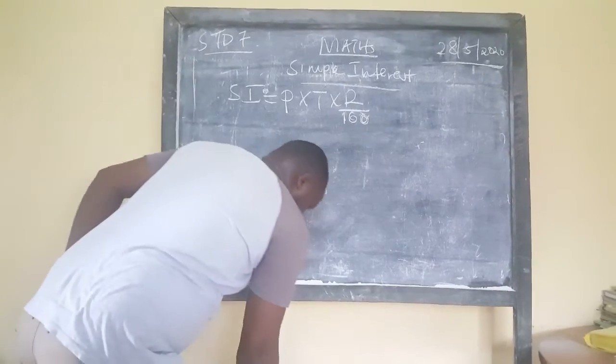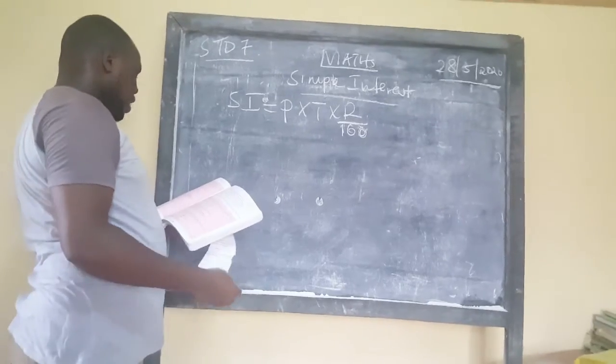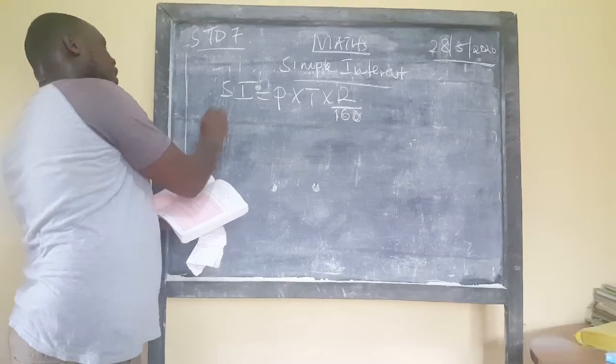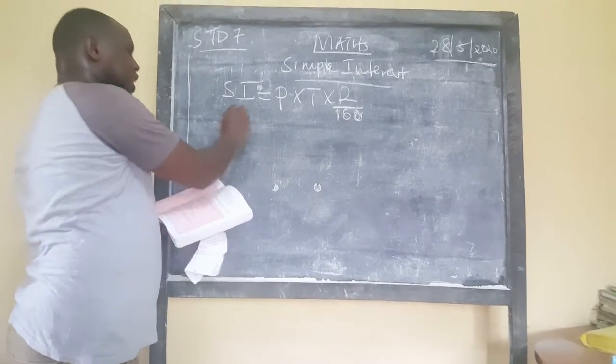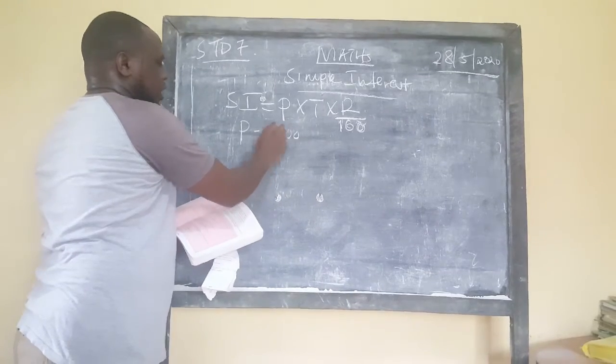So I want to do a question here. Moya borrowed 3,000 for 1 year. The money borrowed is the principal. So you just simply write principal, 3,000 shillings. That is the money borrowed.